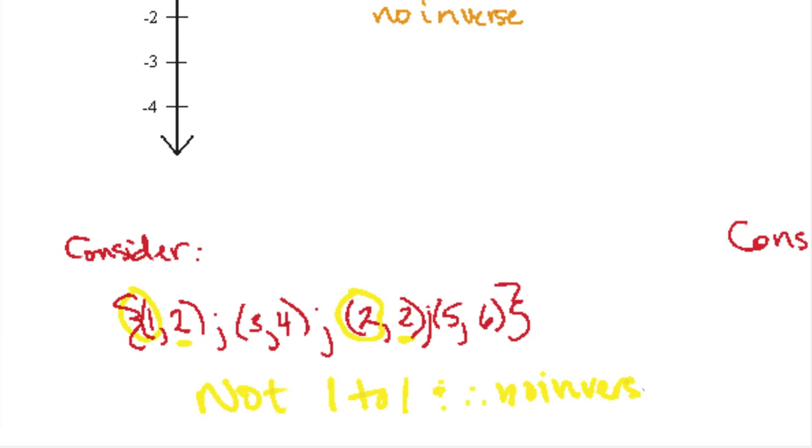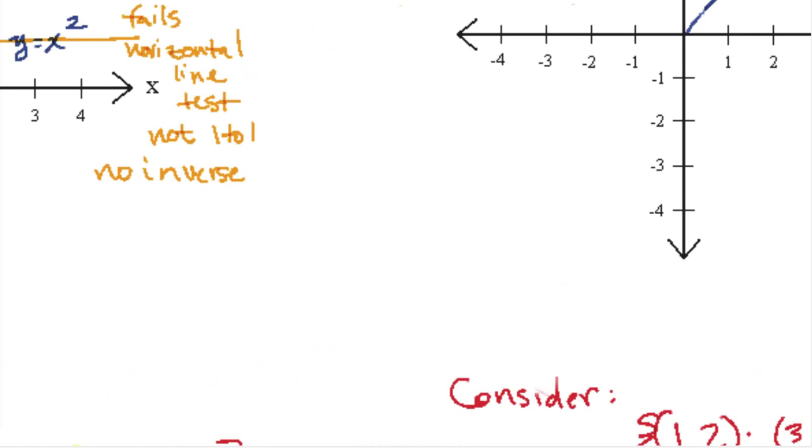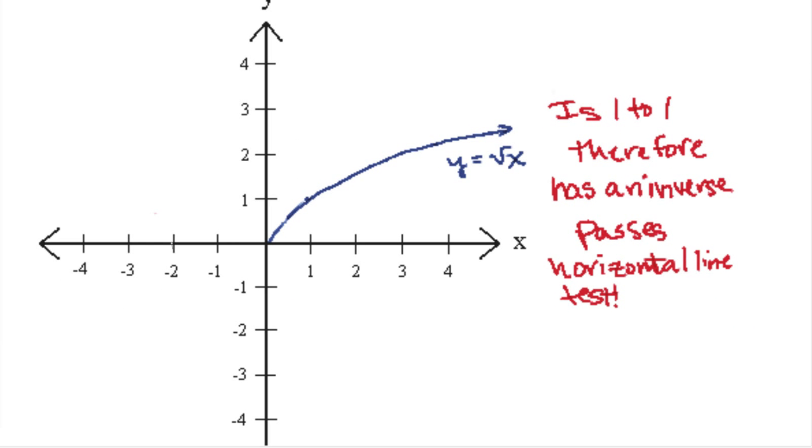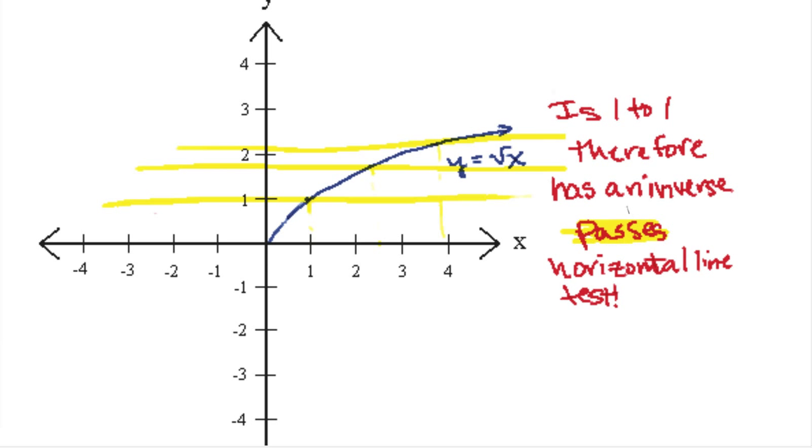Okay, so whether you're looking at a set or a graph, you should be able to determine that it passes a horizontal line test like this function does. No matter where I draw this horizontal line, I end up with only one x value that corresponds to the intersection point of the horizontal line and your function. So that passes the horizontal line test. And therefore, because we pass the horizontal line test, we know that it has an inverse because it's one-to-one.